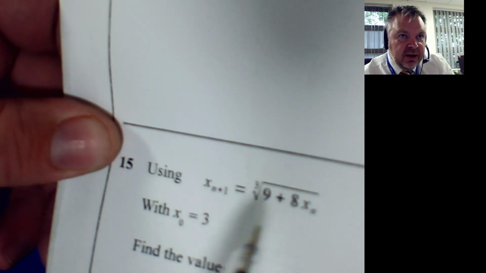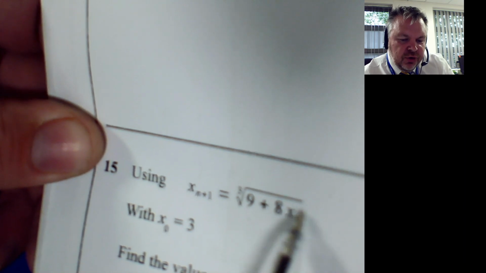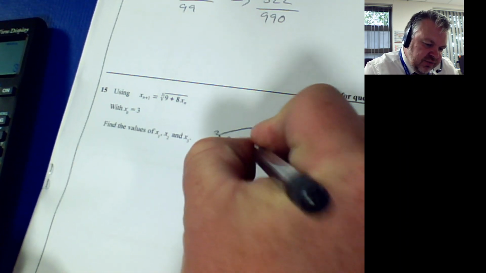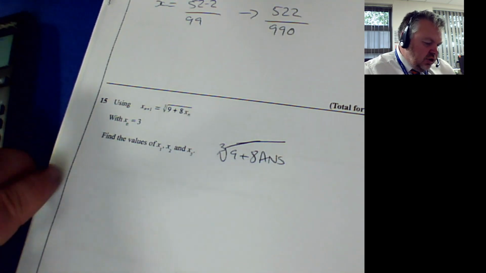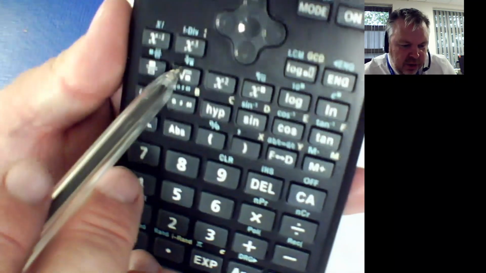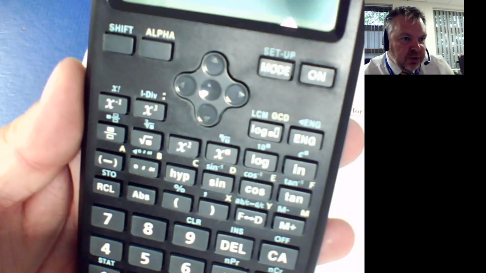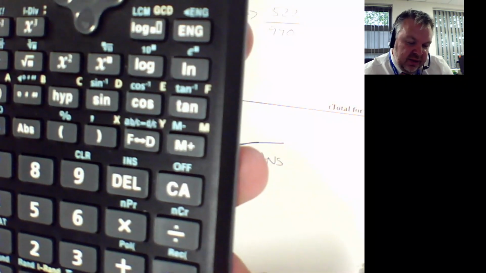So I'm just going to zoom in a little bit. So it's the cube root of 9 plus 8 lots of your value. So what I'm going to do is the cube root of 9 plus 8 lots of ans. That's all I want to do. There's a couple of things that I need to be careful of. My cube root button is here, it's in blue. Got to do that rather than 3 lots of the square root. So I've got 9 plus 8 ans.